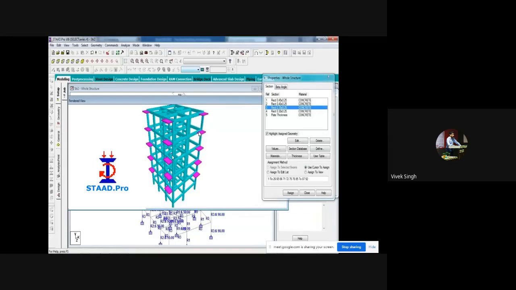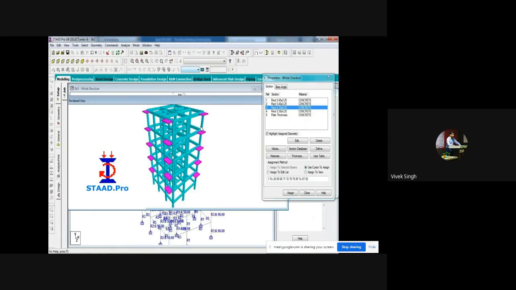I would not say STAAD Pro is user friendly. If I have to rate all the software which I use on the basis of how user friendly they are, STAAD Pro will be at the bottom of the list. Why? Because it's not user friendly. If you open STAAD Pro, you would have no idea what to do. So that's the problem with STAAD Pro.